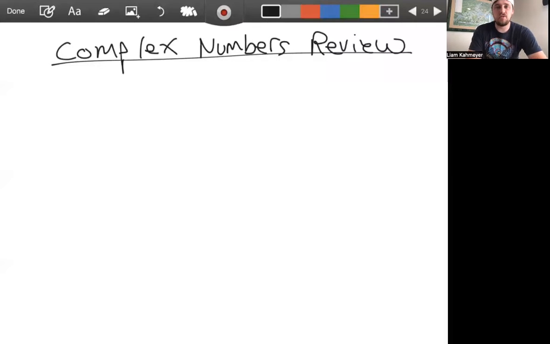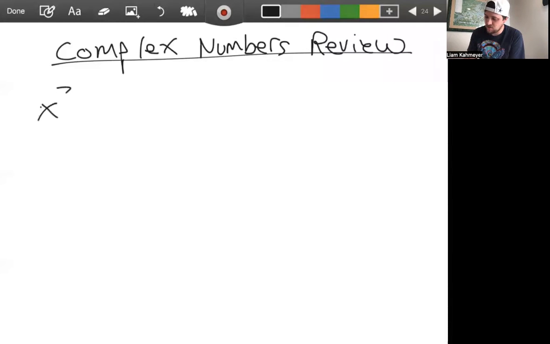Let's take the time to quickly review some of the basics of complex numbers, right? So where do complex numbers come from? Well, let's say you're looking in just the reals here. And if you're looking in just the reals, you can consider polynomials with coefficients whose entries are real, right?